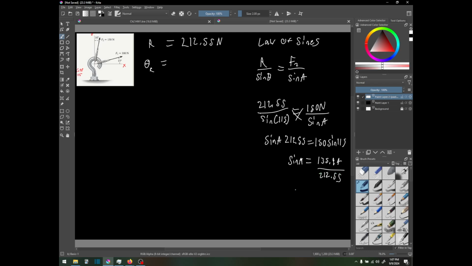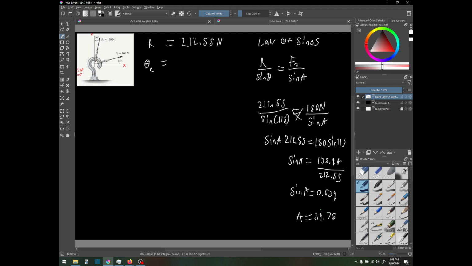And this gives us sine A equals 0.639, and if we take the inverse of this, so sine inverse of this number, then we'll get A alone. The inverse sine of 0.639 is 39.76.